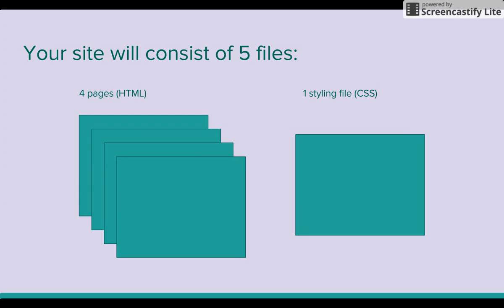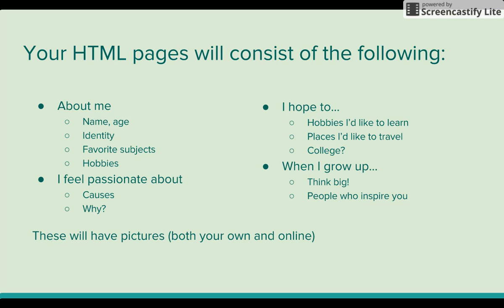Okay, so the first thing we're going to do is create a slideshow of five slides. The first four slides are going to be your HTML content, and the fifth slide is going to be your CSS information, like your fonts and colors. For the HTML pages, the first one is going to be about me. These are just facts about yourself: your name, age, your identity, things like I have a brother, or I have two dogs, or on the weekends I like to go hiking.